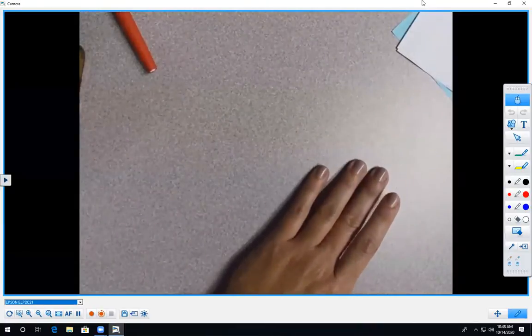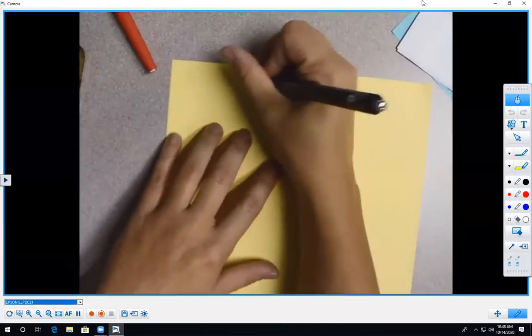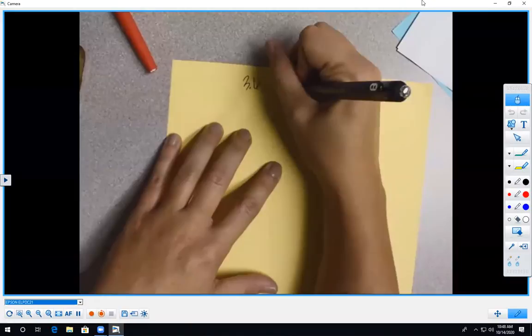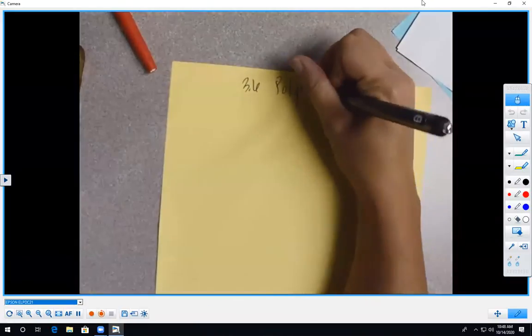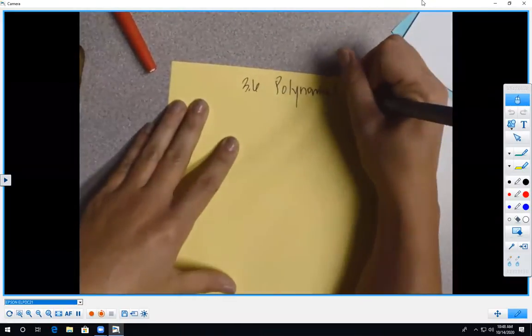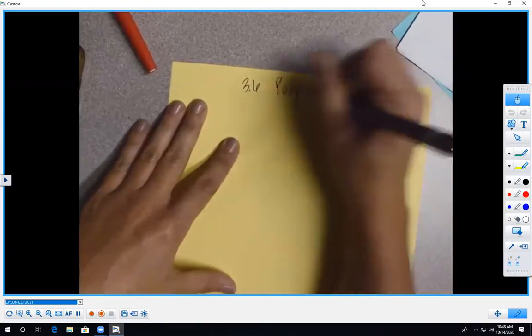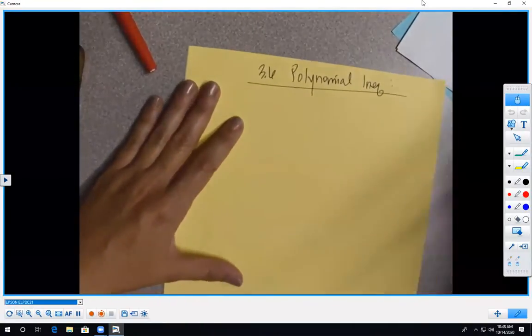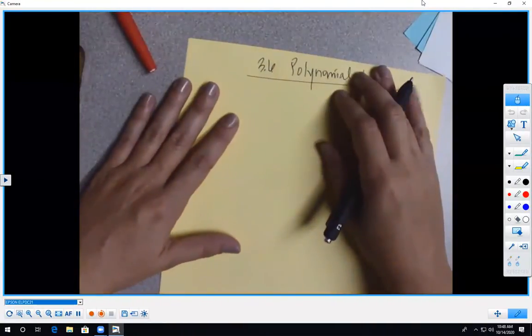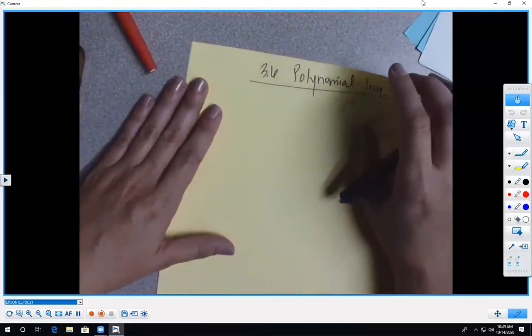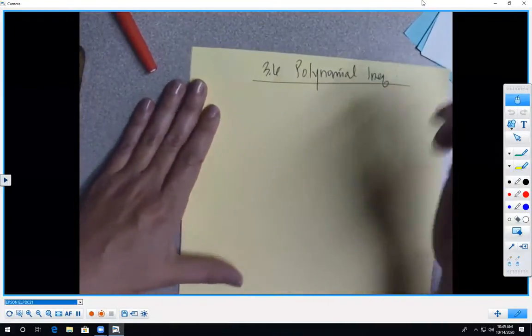Polynomial inequalities. The way we solve polynomial inequalities, these are a little bit different than the ones we've done before.